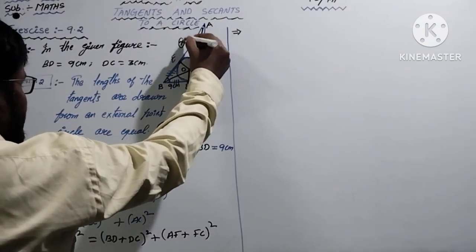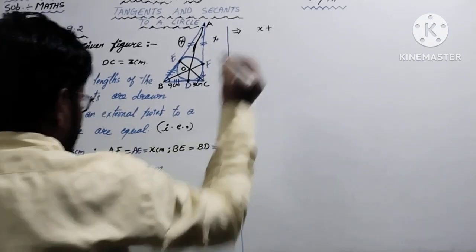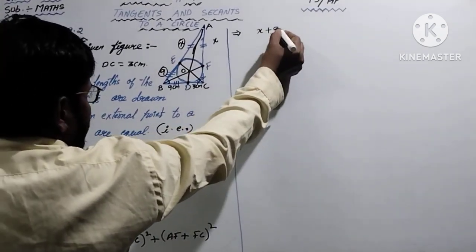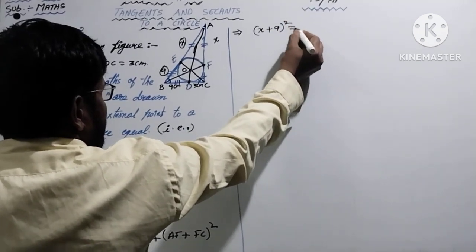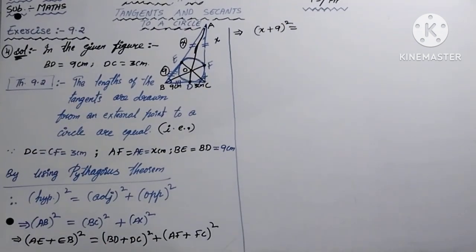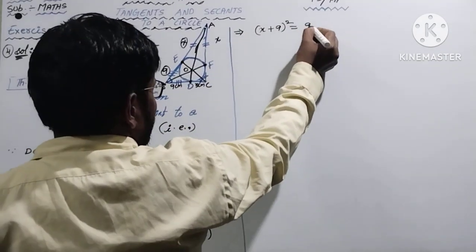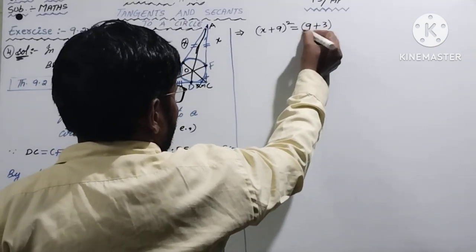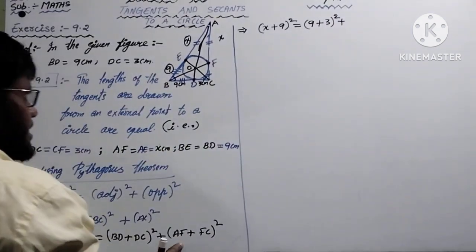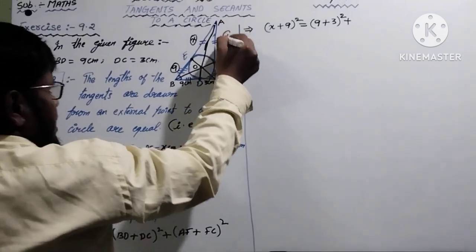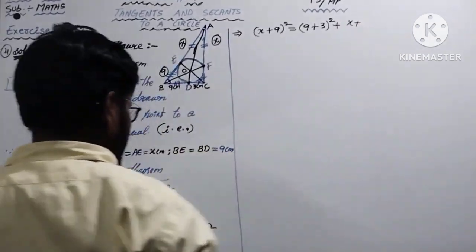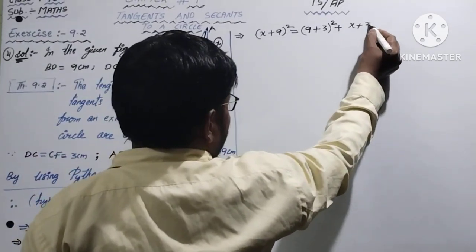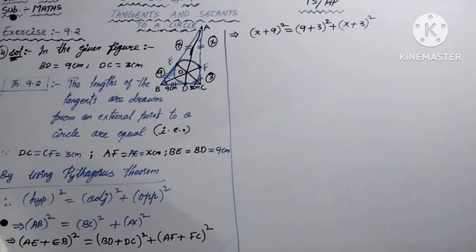AE value is how much? This one X. So X plus EB. How much is this one? 9 centimeters. X plus 9 whole square is equals to BD. BD value is how much? 9 plus DC, how much? 3. 9 plus 3 whole square plus AF. AF value is how much? X plus FC. FC how much is this? 3 centimeters. Take 3 whole square. Up to here, any doubts?